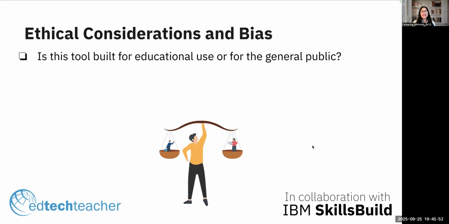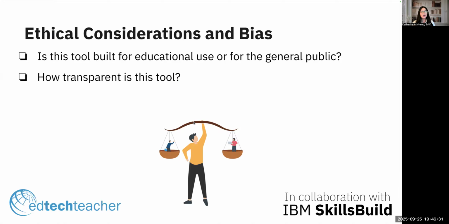The next thing to think about when you're considering whether this is the right AI tool for me are the ethical considerations and potential bias. Is this tool built for educational use or for the general public? Because that does make a difference. That goes back to the safe ecosystem that students are in, versus something like ChatGPT that was created for the general public. You want to think about how this tool specifically supports teaching and learning. I'm not saying that tools like ChatGPT won't work. It just makes a difference if a tool was built specifically for education versus for general use.